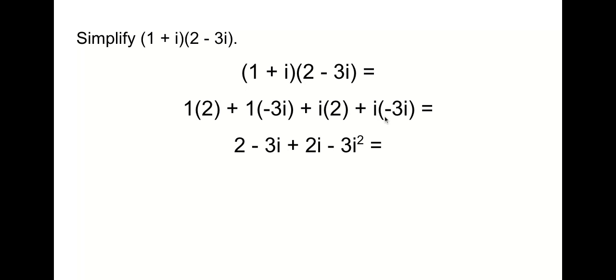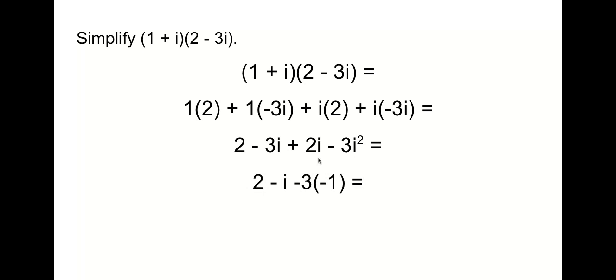Just like variables, we only multiply like components together. So this is 1i times negative 3i. 1 times negative 3 is negative 3, and i times i is i squared. Okay, so it's just like you normally would multiply variables together. Like variables, when we multiply them together, they become squares. Okay, so now notice I have a negative 3i and a positive 2i. I have like terms, so I can combine those. And I have an i squared, which I know is negative 1.